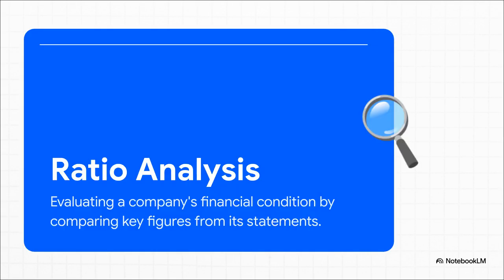And this right here perfectly illustrates the danger of relying on static numbers. It also introduces the exact solution we're focusing on today: ratio analysis. This is simply a method of evaluating a company's true financial condition by comparing key figures from its financial statements. It's basically our ultimate tool for cutting through the illusion of big, flashy numbers to see what's actually going on.